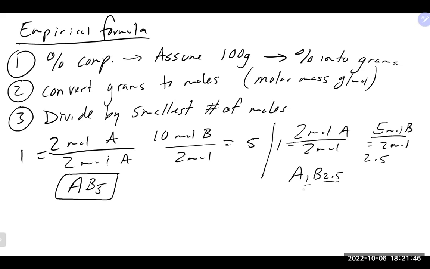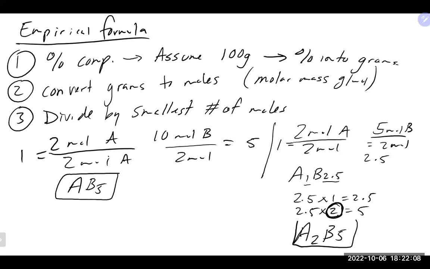So what we typically do is just trial and error to try to find a factor to multiply that number by that will get us a whole number. So in this case, obviously, 2 would get us a whole number. We then would actually multiply that empirical formula by 2, not just the B in this case, but both of them. And that would give us the proper empirical formula of A2B5.